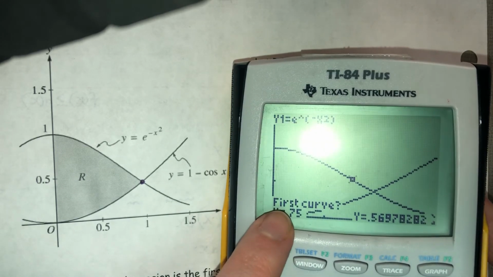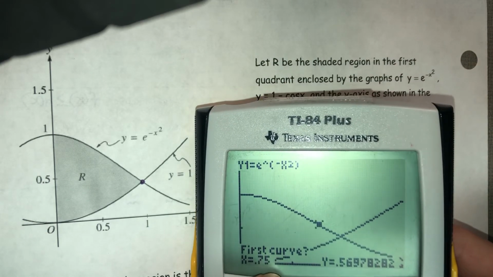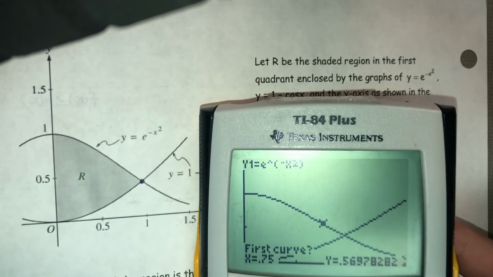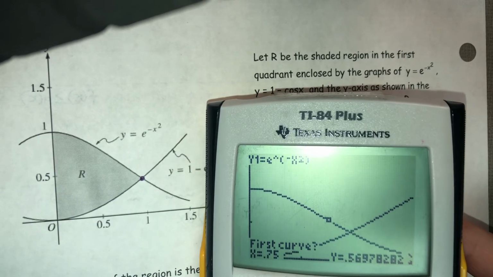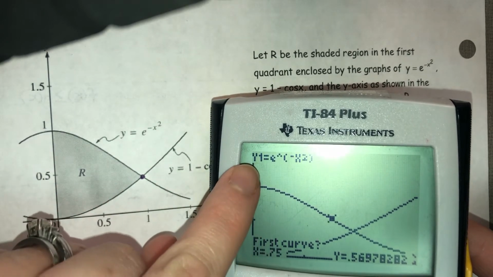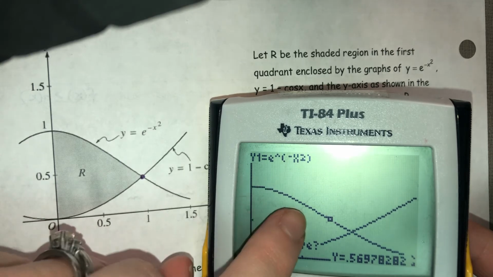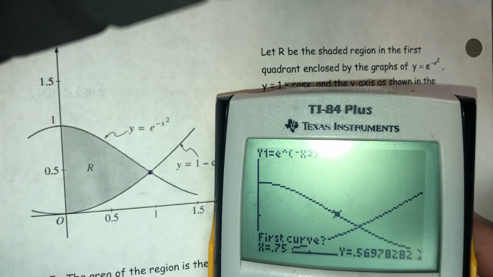And it says first curve question mark, and it's asking me which is the first one you want me to look at. And the reason it does this is because you might have up to like 10 graphs in here at the same time, and it can only find intersections between 2 at a time. It tells you at the top which equation it's on. So yeah, that's good. y1, e to the x1. So we're going to hit enter.